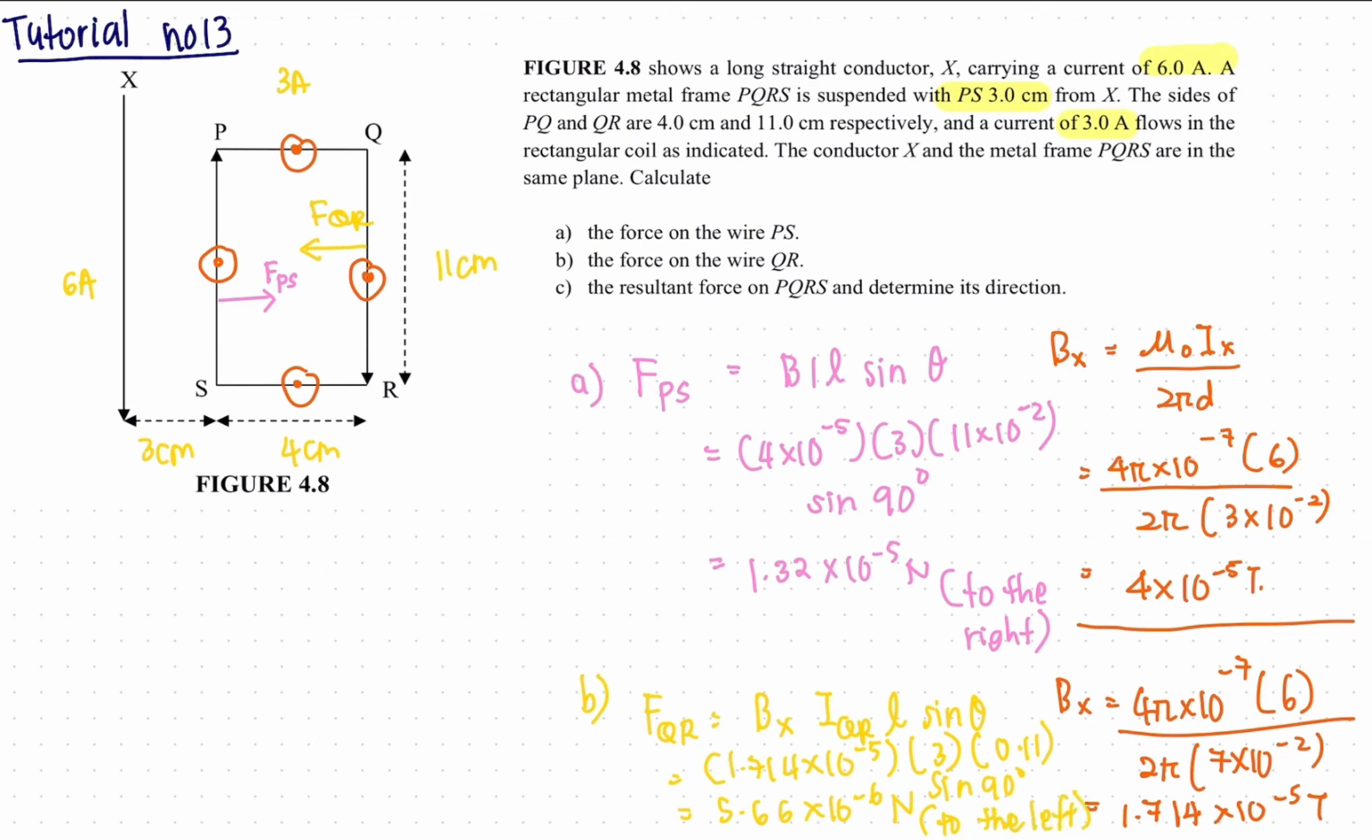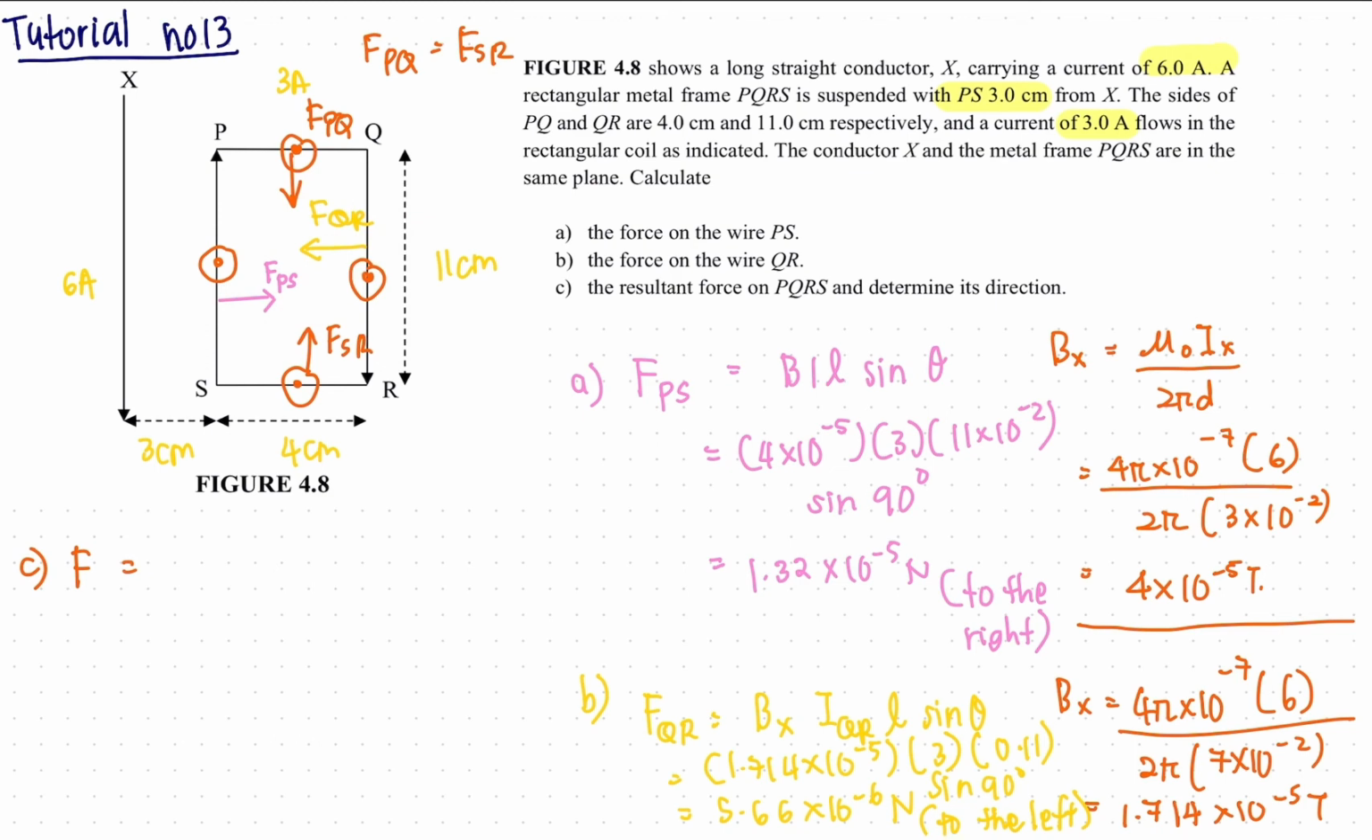Okay, so part C, calculate the resultant force on PQRS. We know PQ at the top will produce a force and SR will produce a force too. If we look at the directions, here the current is to the right and the magnetic field is out of the page, so the force will be downwards. This is FPQ. For SR, the current is to the left and the magnetic field is out of the page, so the force is upwards. This is FSR. FPQ will have the same magnitude as FSR, because the distance from wire X is the same, the current is the same, and the length is the same. Therefore the magnitudes are equal but in opposite directions, so they cancel each other out. So the only forces left are these two.